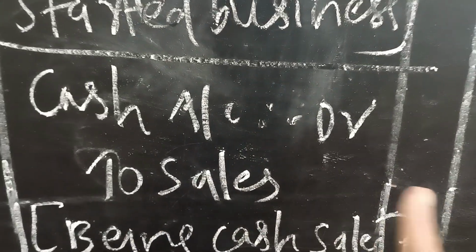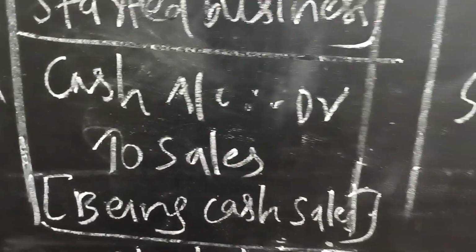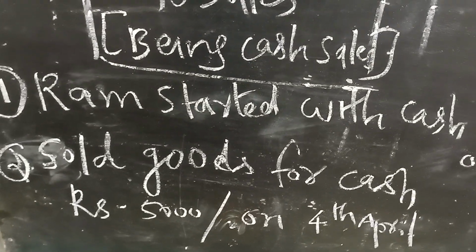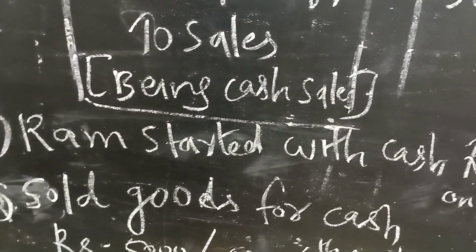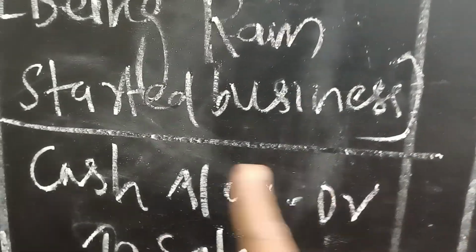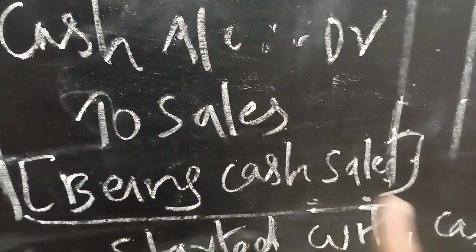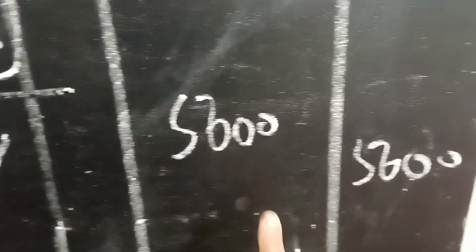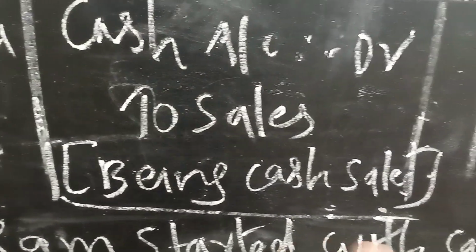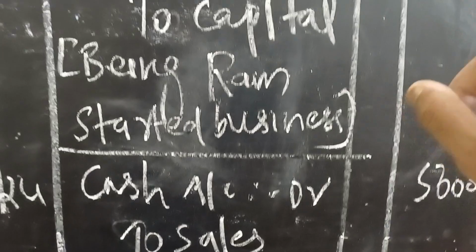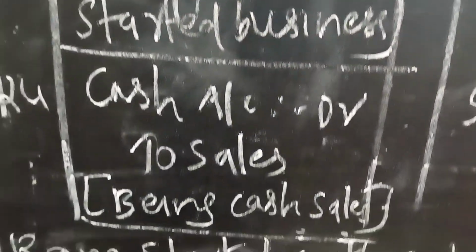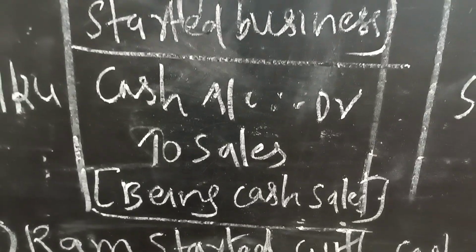Cash should be debited and sales should be credited because cash comes in. As per the real account rule, debit what comes in, credit what goes out. Cash comes in, so it should be debited. Cash account debtor to sales, 5,000 in the debit column, and the same way 5,000 in the credit column. What narration can we give? Being cash sales. I hope both journal entries are clear for you: first, started business with cash, and next, sold goods for cash.